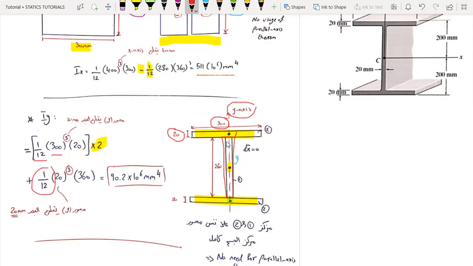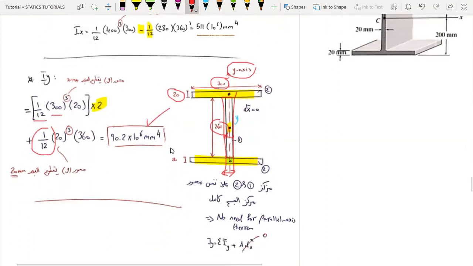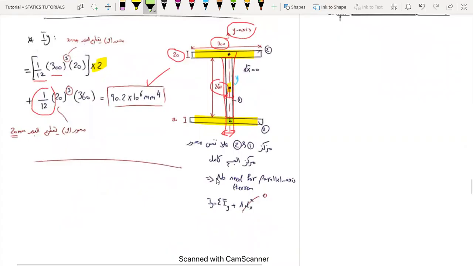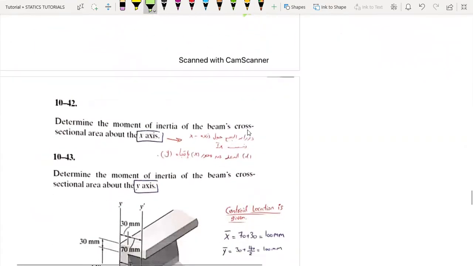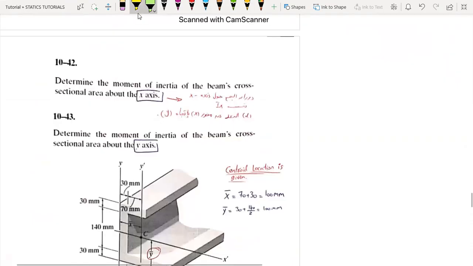20 cubed, which is this dimension. And the y-axis is crossing this dimension, the 20 millimeters, multiplied by the other dimension, which is 360. And we'll get the answer in millimeters to the power 4. Okay, so no need for the parallel axis theorem here. dx is 0. Now, moving on to the final problem here.